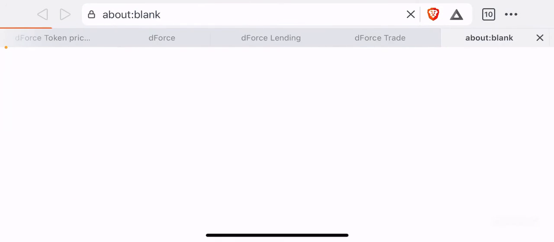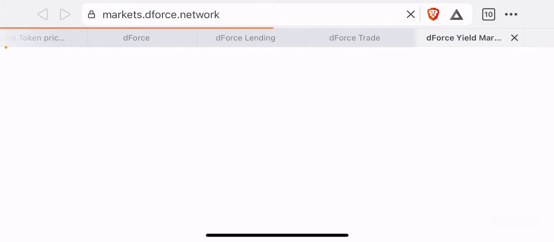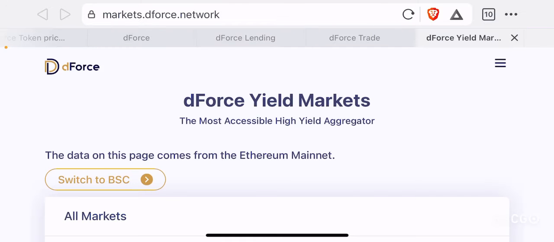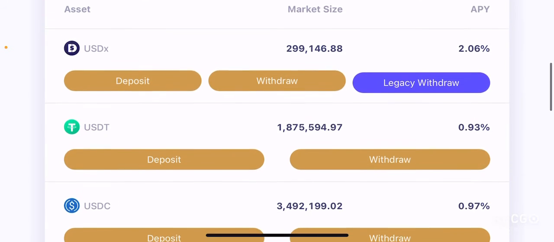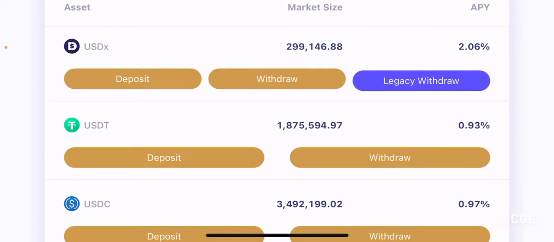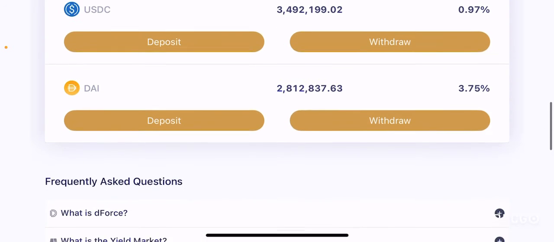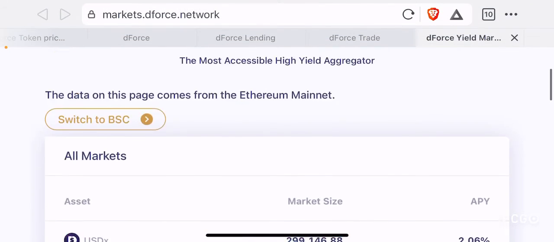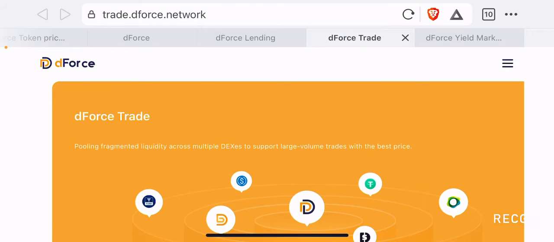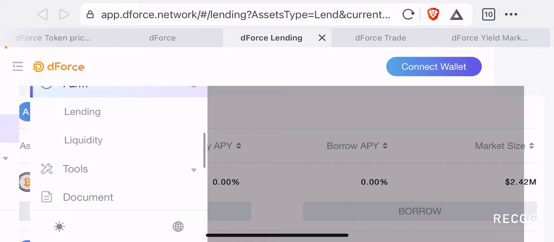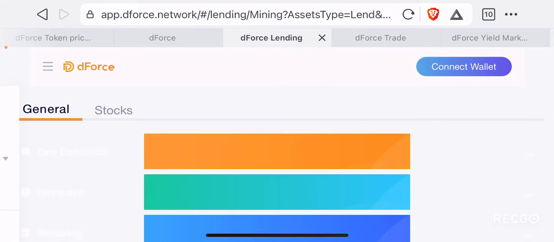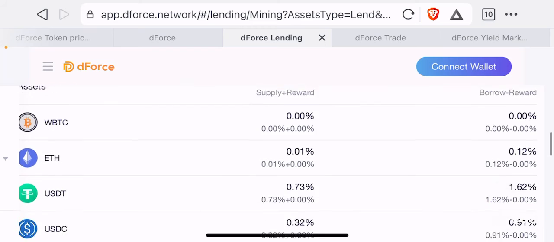You can also earn, which is another important feature that they have. You can also switch to the Binance Smart Chain network and see what some of the rates are that they have for USDX, USDT, USDC. Again, pretty poor rates for stable coins, which is a disappointment indeed, right? So if you see the farms, you can farm by lending and providing liquidity. Again, you can access that information here.